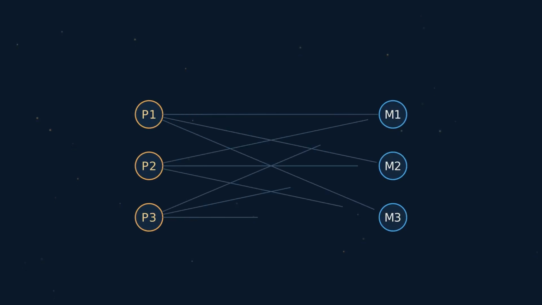3 plants on the left. 3 markets on the right. Each plant has goods waiting. Each market has orders to fill. And every single route between them charges its own price per unit.